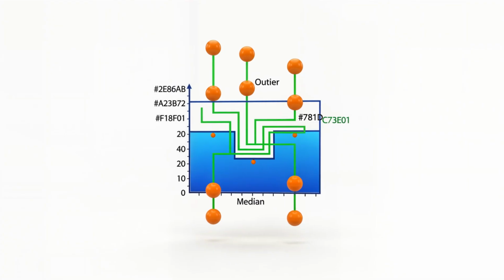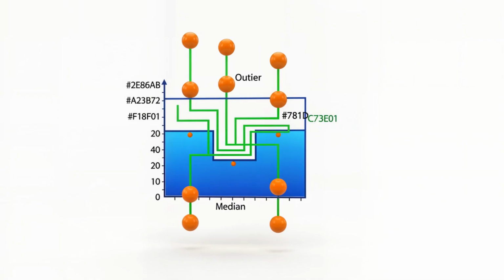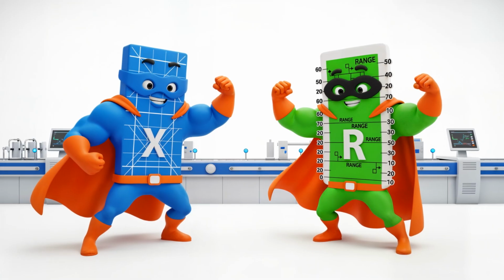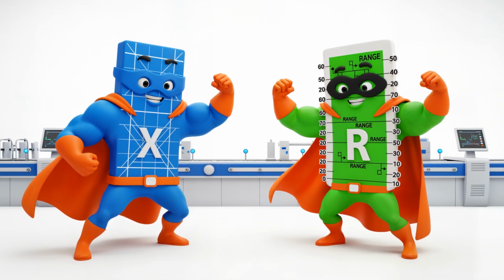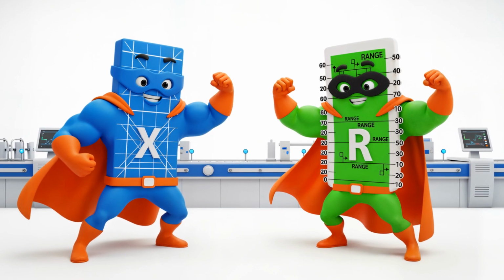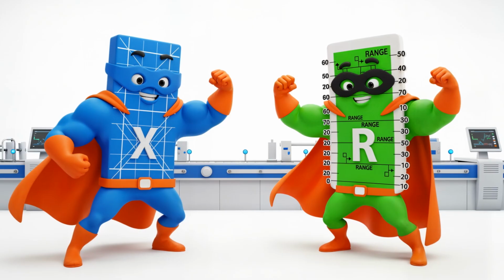Histograms are just the beginning. We've got a whole Swiss Army knife of analytical tools. Box plots, for instance, are great for spotting outliers and understanding the spread of your data. And then there are control charts, the superheroes of process monitoring, X-bar and R charts, X-bar and S charts. These are like the vital signs monitors for your processes.